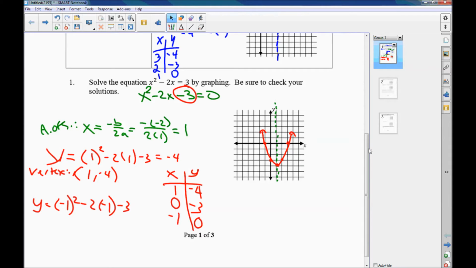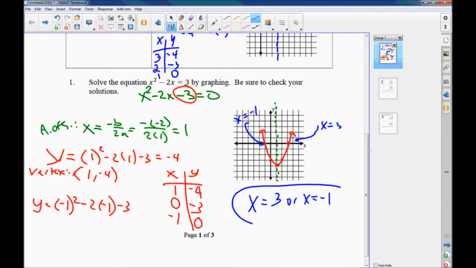Our answers are going to be, where did it cross here? That's at 3. And where did it cross here? This is at negative 1. So to solve this by graphing, here are our answers: x equals 3 or x equals negative 1. All right, let's flip it over and try a couple more.